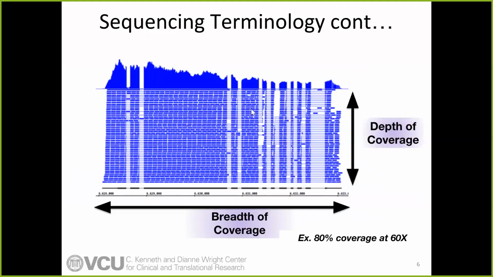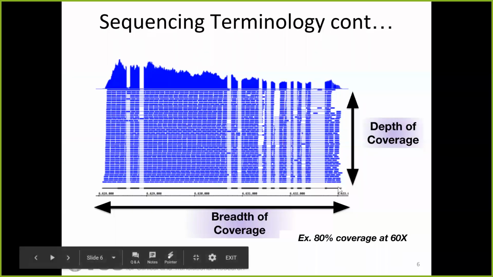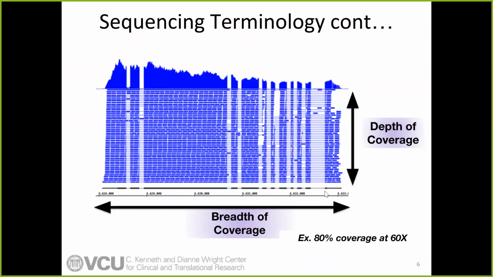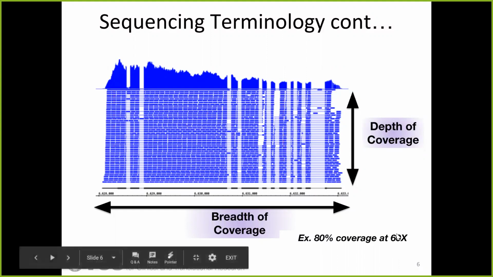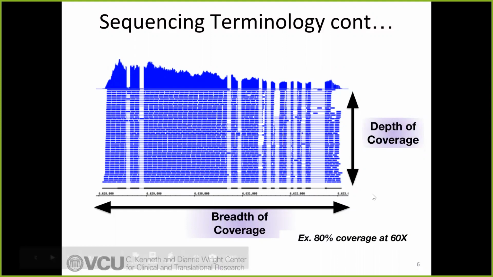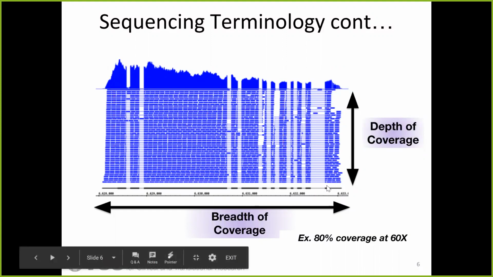Another set of terms that are important for sequencing is coverage. There's 2 types of coverage. You have your depth of coverage, which, given a genome, so this is your genome, given any base pair on the genome, is how many reads actually map to that position. So that's your depth of coverage. And that's referred to as like 60x. So that means there's 60 reads that align to a given base pair position on the genome.